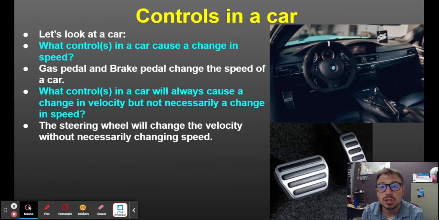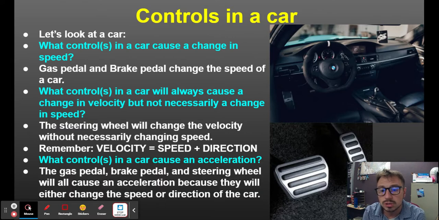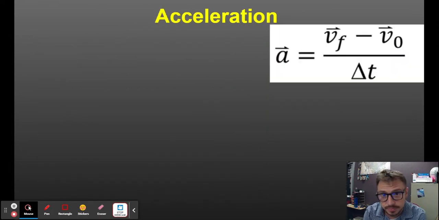A car could take a turn going 30 miles per hour all while just changing the direction, and that speedometer would read 30 miles per hour the whole time, right? But that car would be changing velocity, but not speed. So now what controls in the car cause acceleration? All three of them, the gas pedal, the brake pedal, and the steering wheel, all cause an acceleration because the car would either be speeding up, slowing down, or turning.